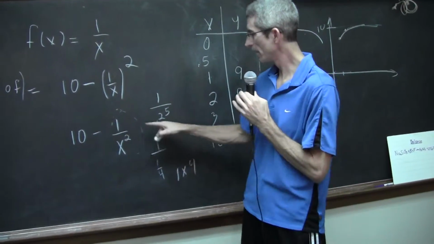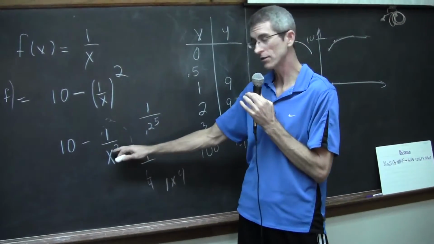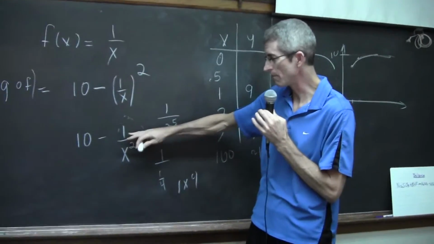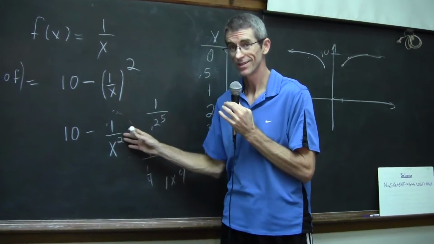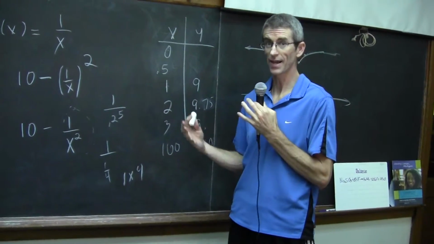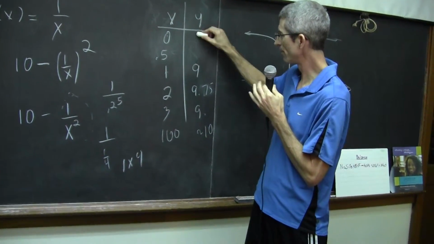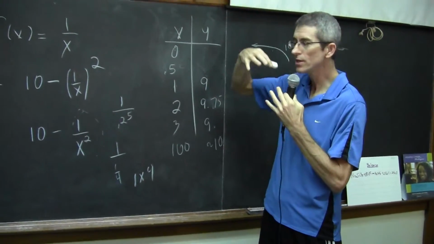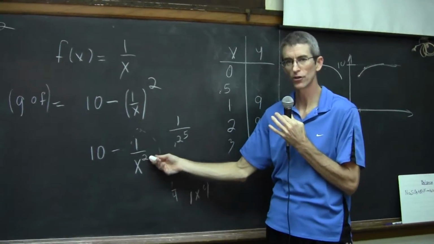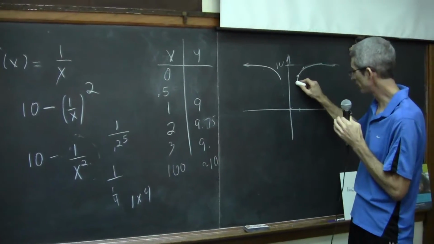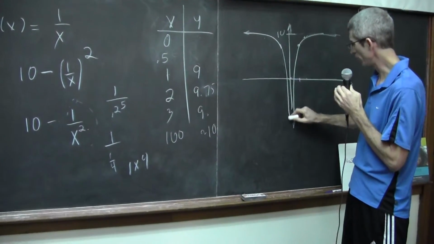So what's going to happen is, as x gets smaller and smaller, in between 0 and 1, as they become tiny little fractions, that's going to make this thing get bigger and bigger and bigger. And so 10 minus a really big number is going to become a really small number, right? 10 minus 100, 10 minus 1,000. So in between 0 and 1, the y's are going to get really, really small. They're going to become negative numbers because it's 10 minus a huge number. So that means the graph is going to dive way down on both sides.